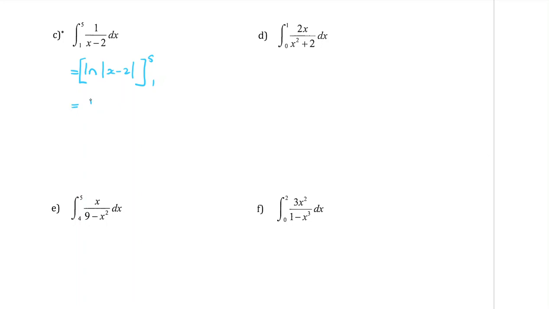Sub in, we will have ln of 5 minus 2 is 3. Absolute value of 3 is 3. Minus ln of 1 minus 2 is minus 1. Absolute value of minus 1 is 1. What is the value of ln of 3 minus ln of 1? Just ln of 3. Very good.